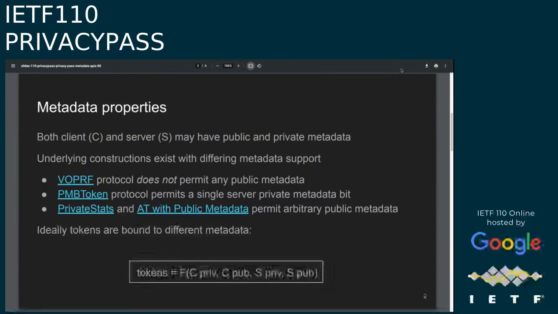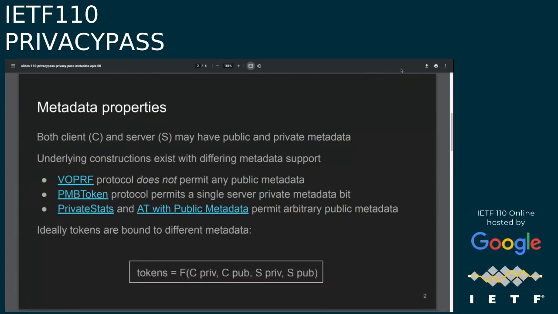We talked about this in the CFRG meeting a bit earlier. The PMB token work from Google, which the Trust Token is based on, permits private metadata from the server side, but only a single bit. And then the recent Private Stats anonymous token work, linked here, permits arbitrary client or server metadata. It doesn't actually say whether it has to be the client or server that provides it, only that the server is the one that folds it into the computation.